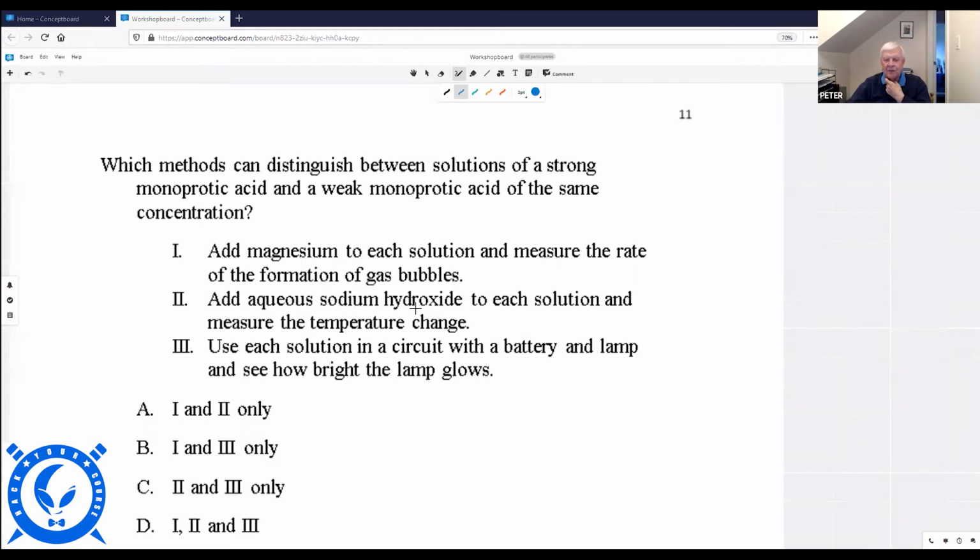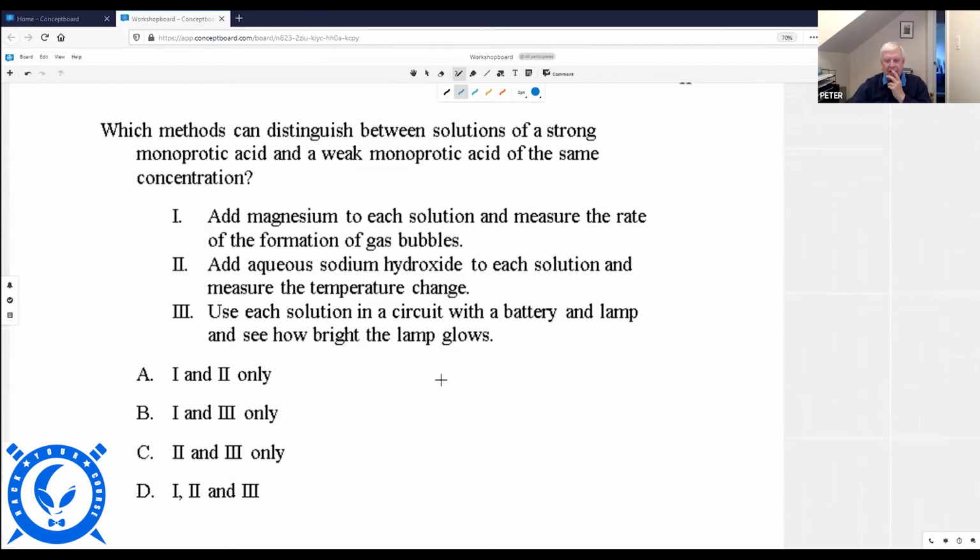If you add aqueous sodium hydroxide and you measure the temperature change, the strong acid will be more exothermic than the weak acid. And so you will see the temperature change. You can differentiate. If you use each solution in a circuit with a battery, you will see that for the strong acid, the lamp will grow brighter because it's a better conductor. The strong acid is completely dissociated. The weak monoprotic acid, the light will not glow as much. And so again, you can differentiate between solutions of strong and weak monoprotic acids.